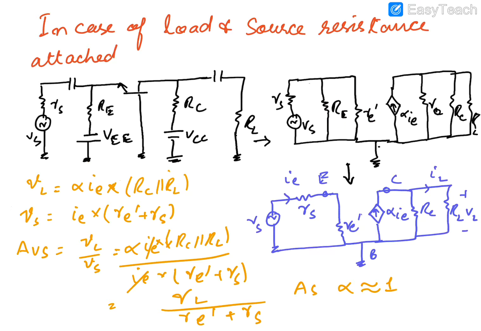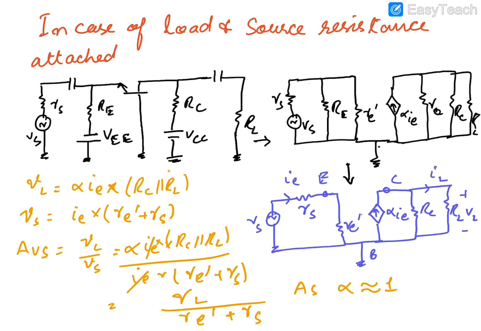Also, RC is in parallel with R naught, which is small rc in this case, and as the value of R naught is much greater than RC, this parallel combination will be equal to the smallest value, which is RC. So this is the equivalent AC circuit using parallel combination of resistance as well as the transistor model.